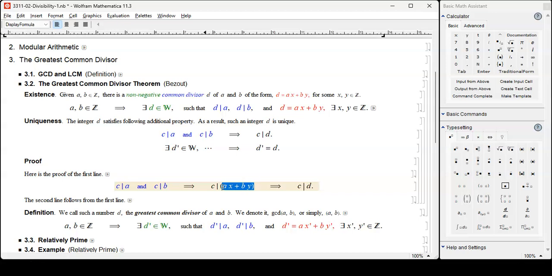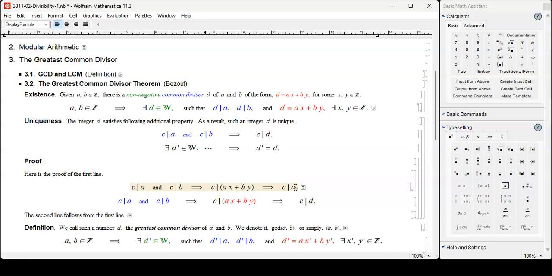I'm highlighting this in red. Make sense? That's a whole proof, actually. Yeah, that is a whole proof.